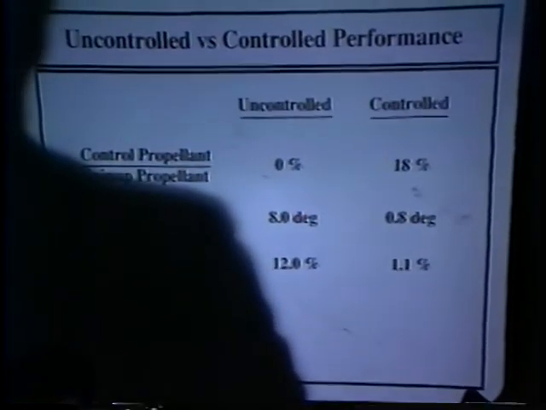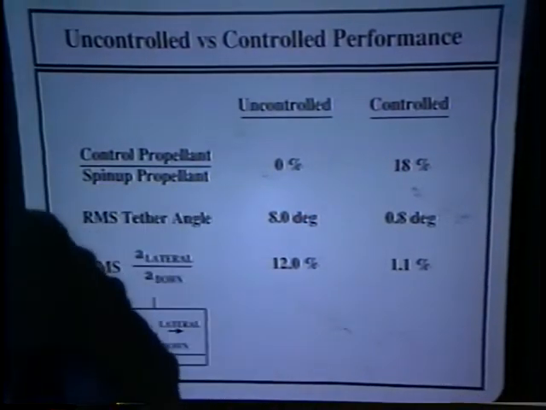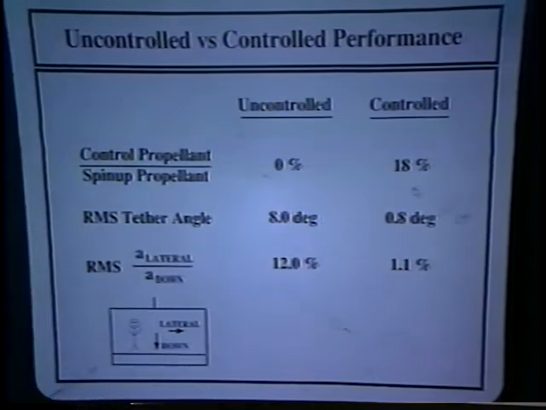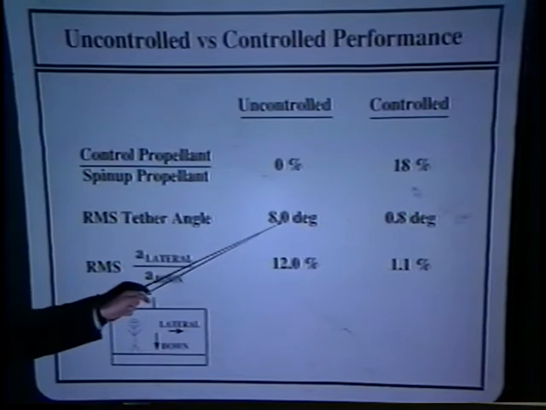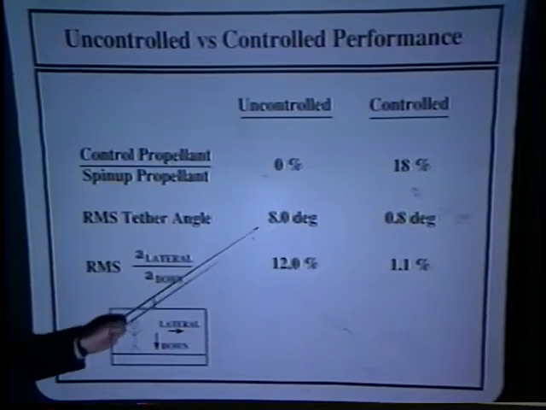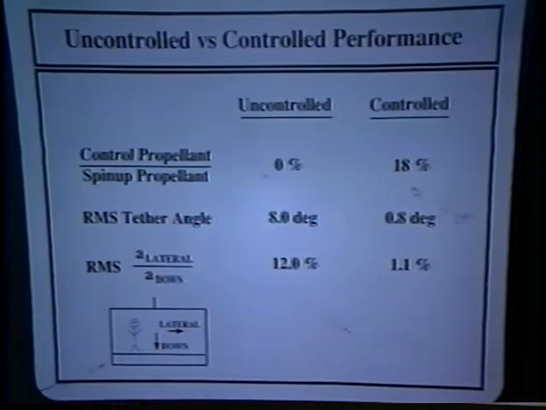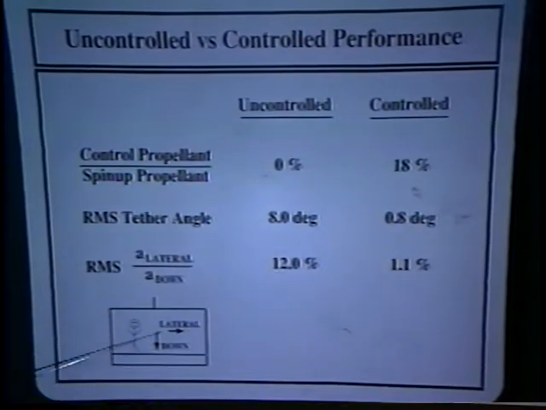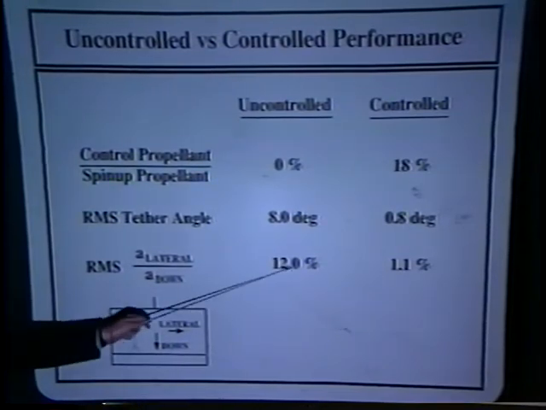In summary of the last case that I just showed you, I didn't show the uncontrolled case, but in that case the RMS tether angle was about 8 degrees. That is the angle between the modules and the tether. And the RMS lateral accelerations that I described earlier, divided by the nominal g-force, was about 12%.